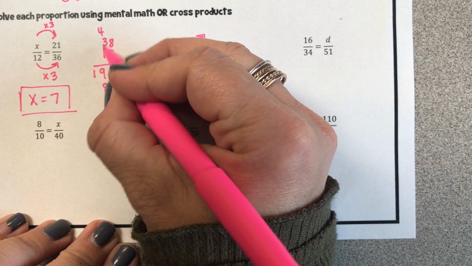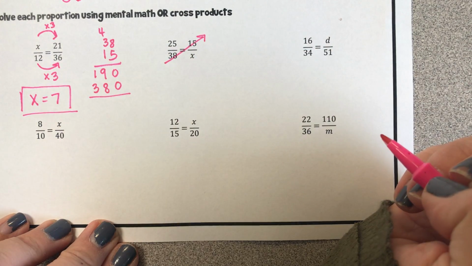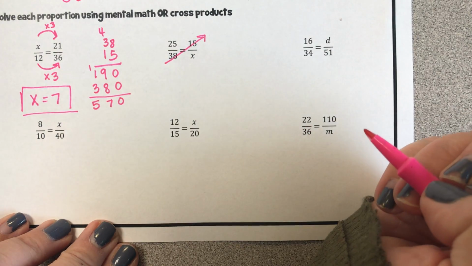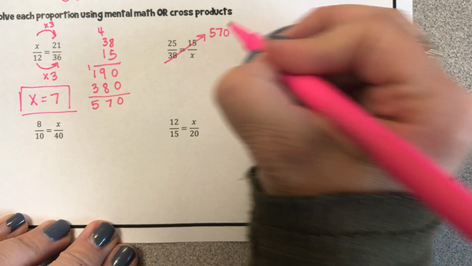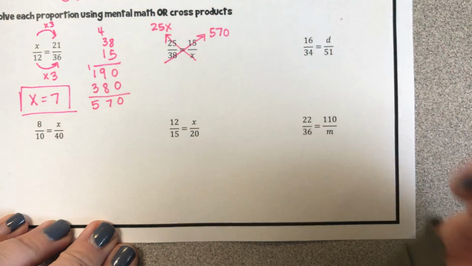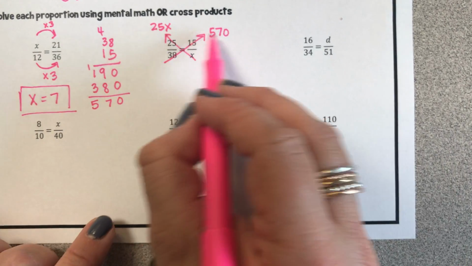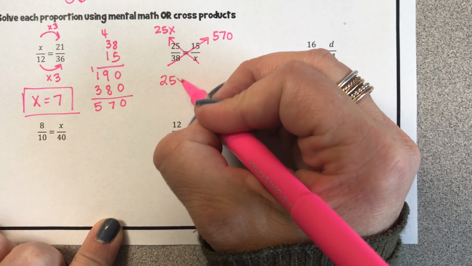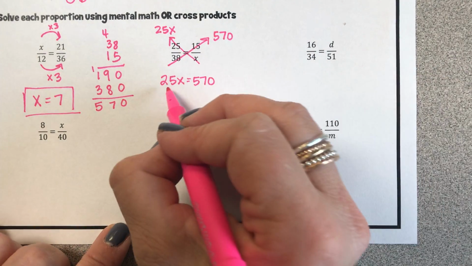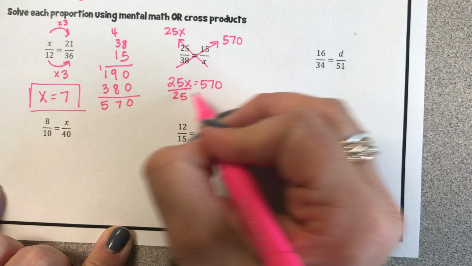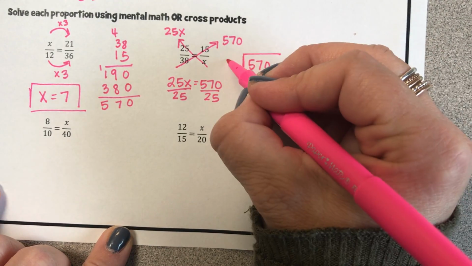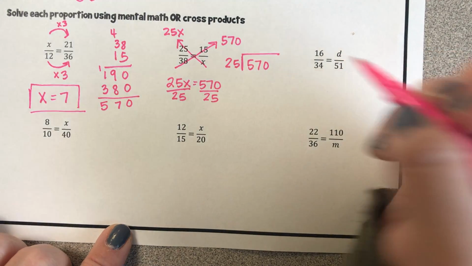1 times 8 is 8. 1 times 3 is 3. And then I'm adding these together. 0, 17, and then 5. So this cross product is 570. And then x times 25 is 25x. And then remember what we know about proportions. These two are equal. So 25x equals 570. So if I'm trying to get x by itself, I'm going to divide both sides by 25. So now I have to come over here and do 570 divided by 25.